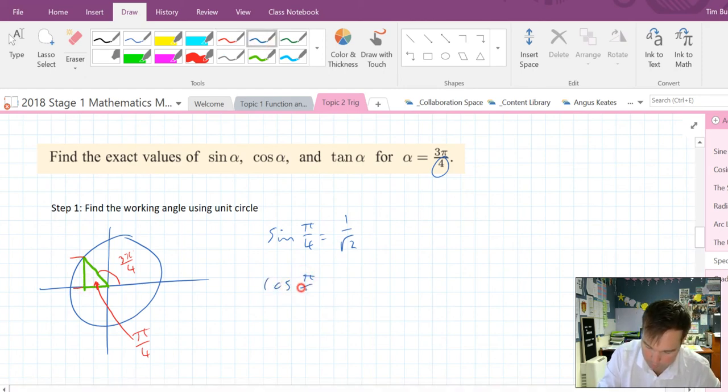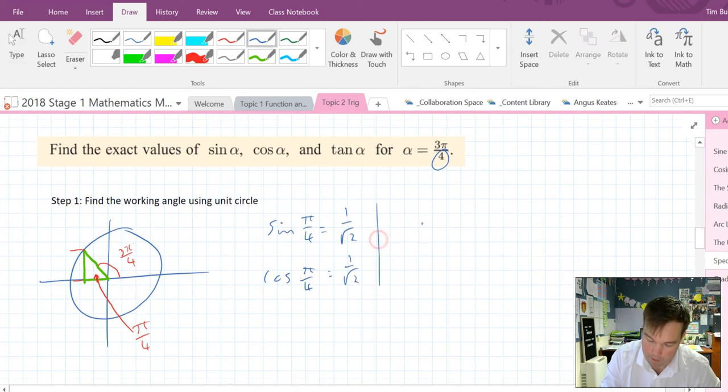Cos of pi on 4 is the same. It's 1 on root 2. The only issue here is we're not asked for cos of pi on 4, or sine of pi on 4, really. We're asked for sine of 3 pi on 4 and cos of 3 pi on 4.